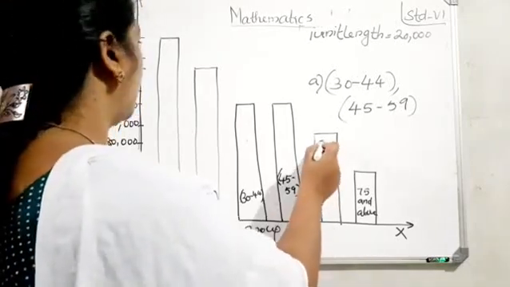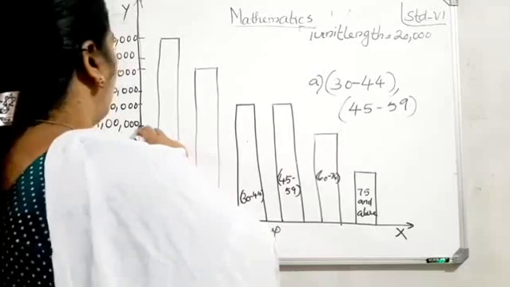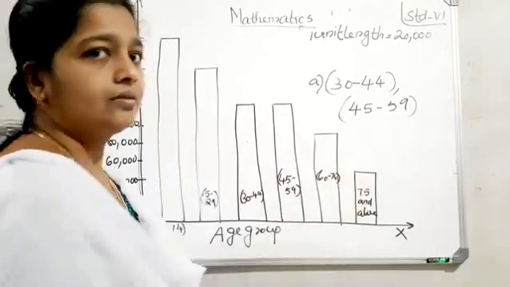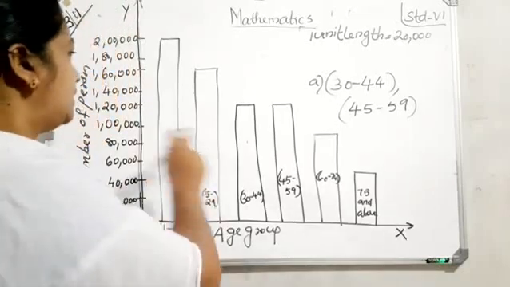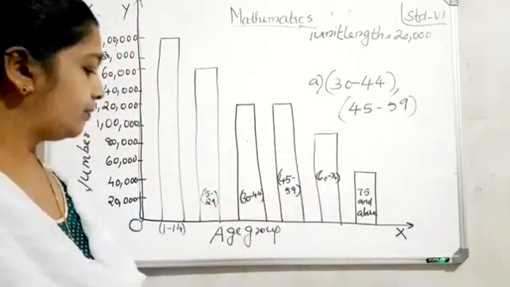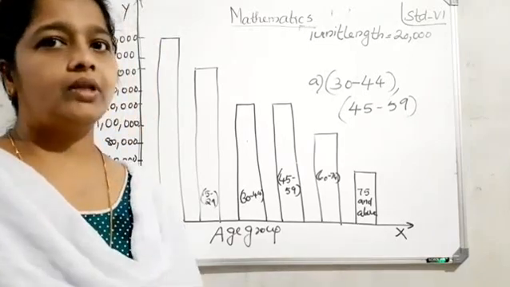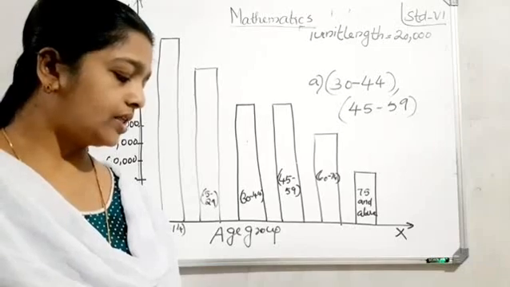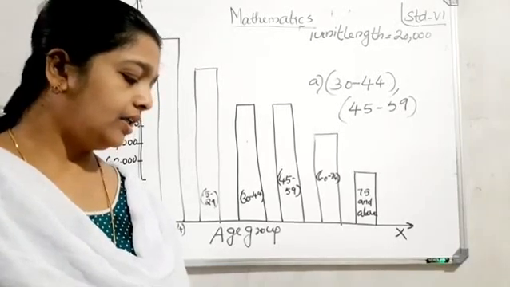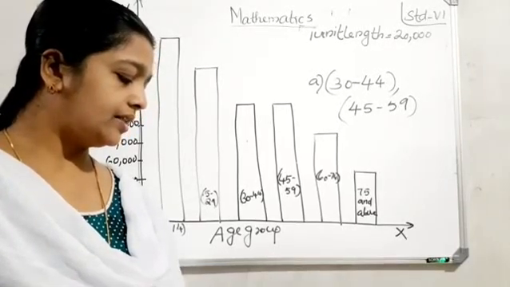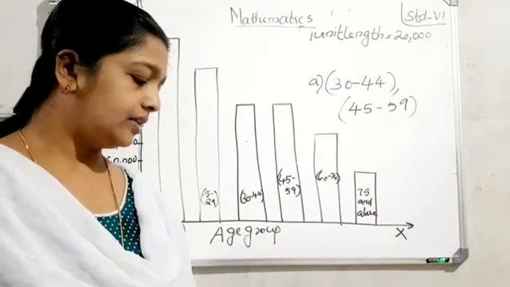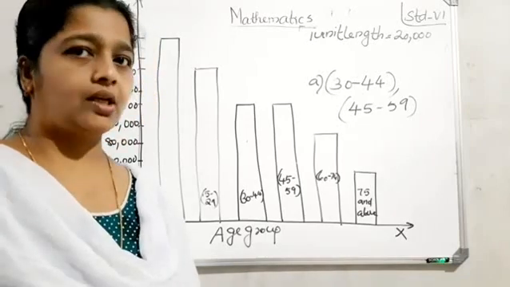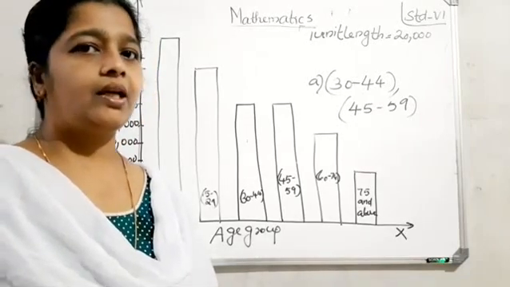1,20,000. Here, listen. Here, 1 lakh. Understand? So 1,20,000, that is the answer. All the persons in the age group of 60 and above are called senior citizens. How many senior citizens are there in the town? The answer is 1,20,000. Clear? Yes.